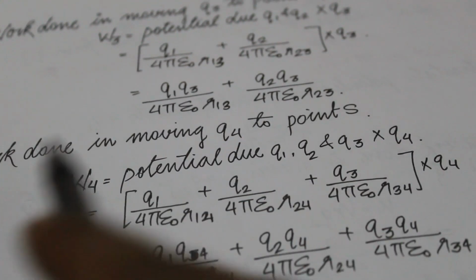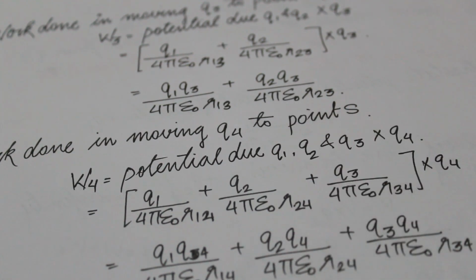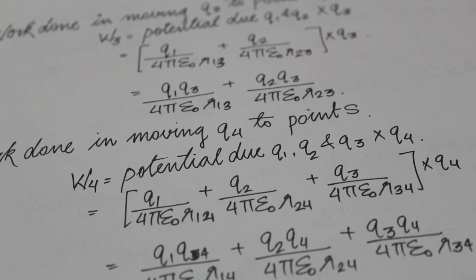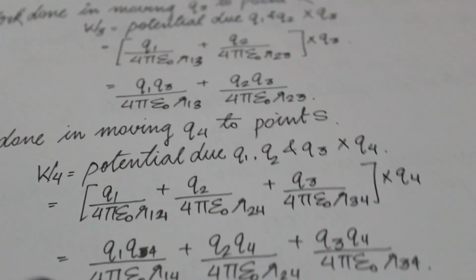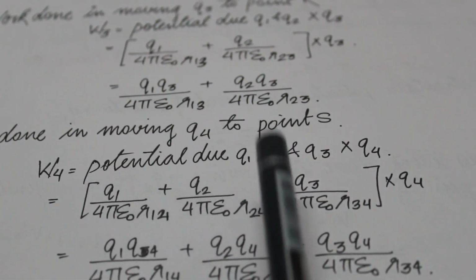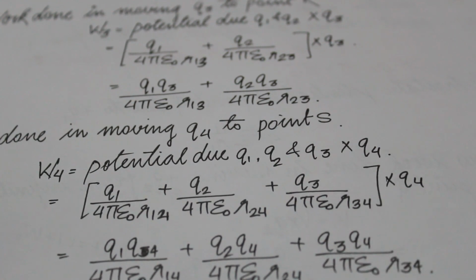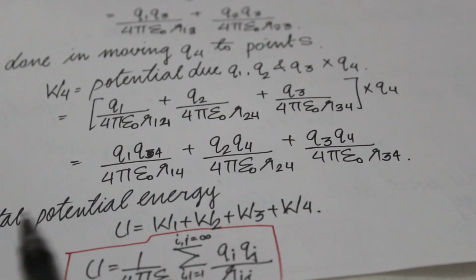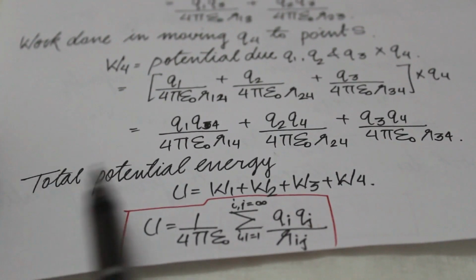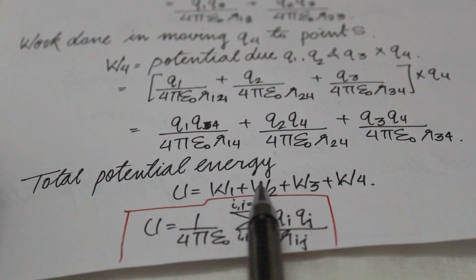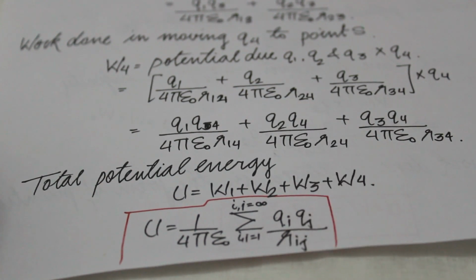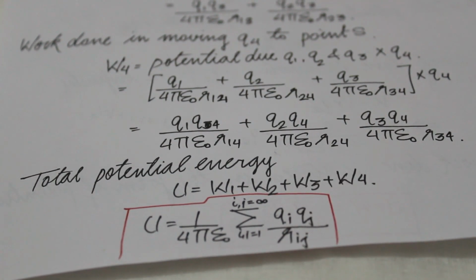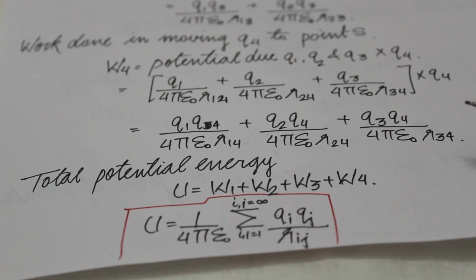Similarly, the work done in moving Q4 to point S will be against the electrostatic force due to plus Q1, plus Q2 and plus Q3. So work done will be potential due to Q1, Q2 and Q3 into the charge which is being transferred, which is Q4. Putting the values, we will get this. So finally the total potential energy will be equal to W1 plus W2 plus W3 plus W4, and also the work done in moving plus Q1 charge from infinity, from origin to point P, but as we have already discussed, it will be equal to 0, so we are not taking that into consideration.